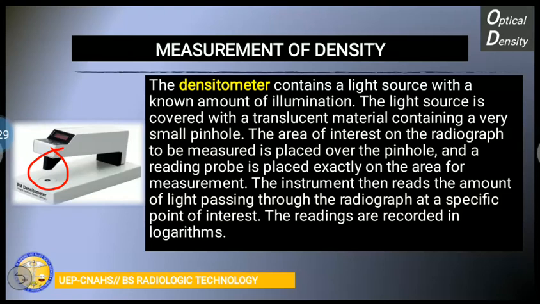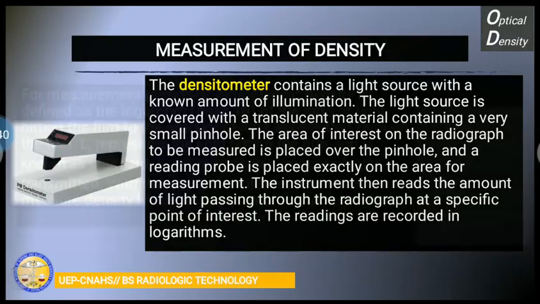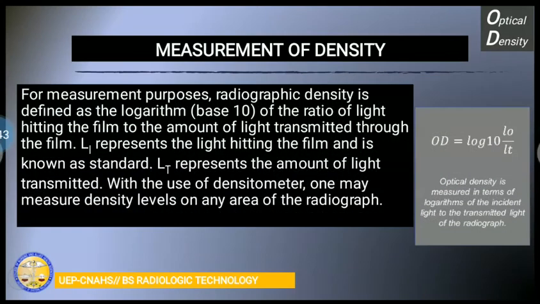Okay, so again, blackness, or the presence of optical density on the radiograph, is measured with the use of a densitometer. So there are computations, class. For measurement purposes, radiographic density is defined as the logarithm to the base of 10 of the ratio of light hitting the film to the amount of light transmitted through the film. As you can see on the right side of your monitor, we have our equation.